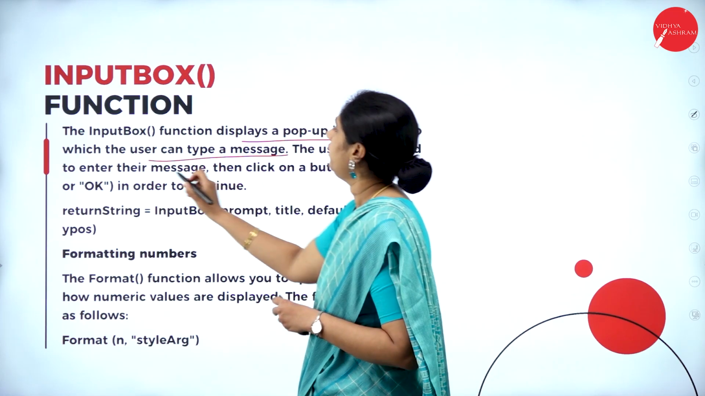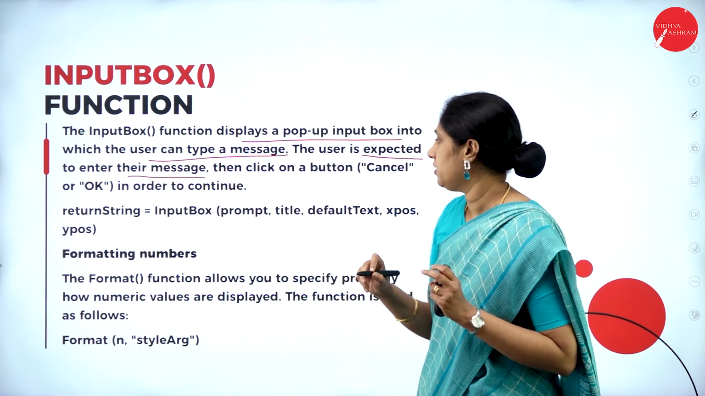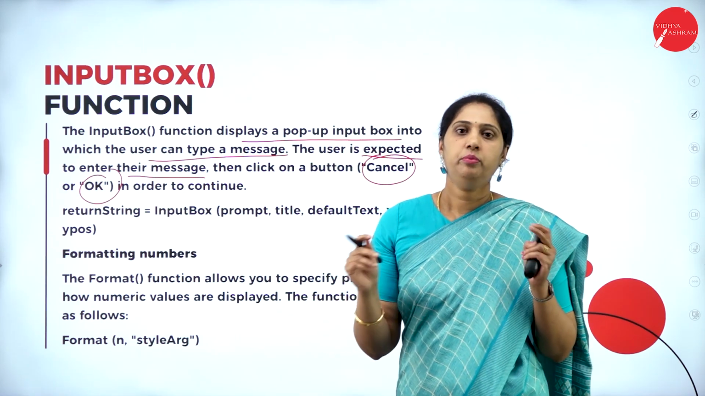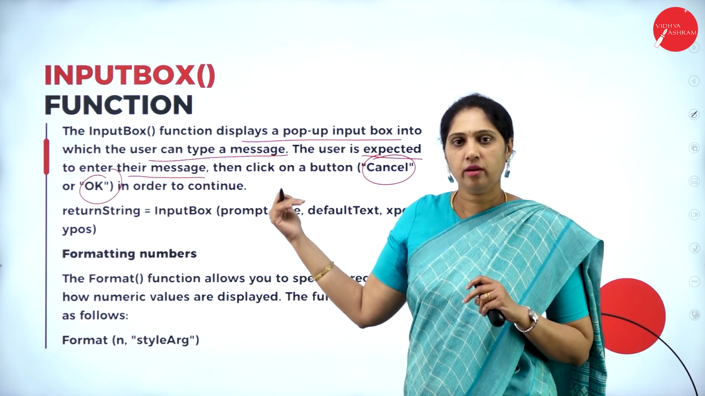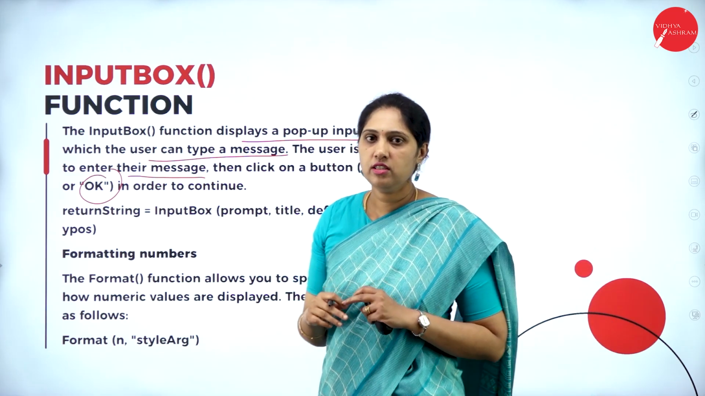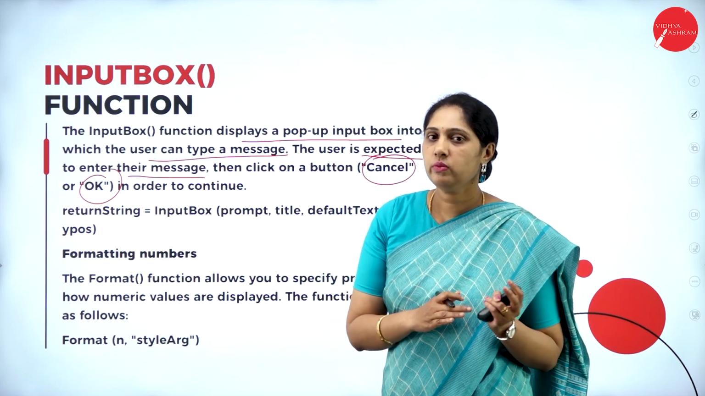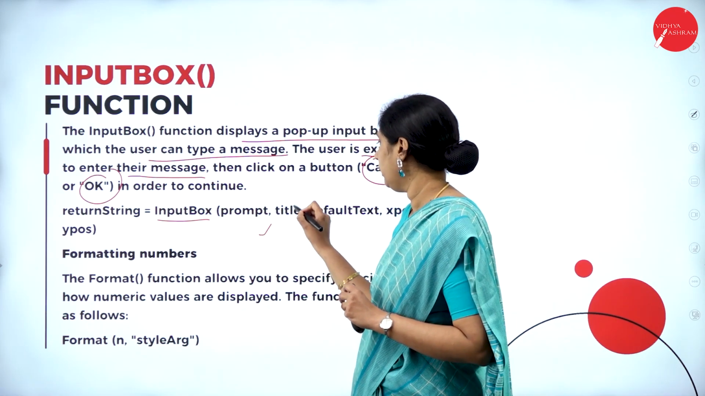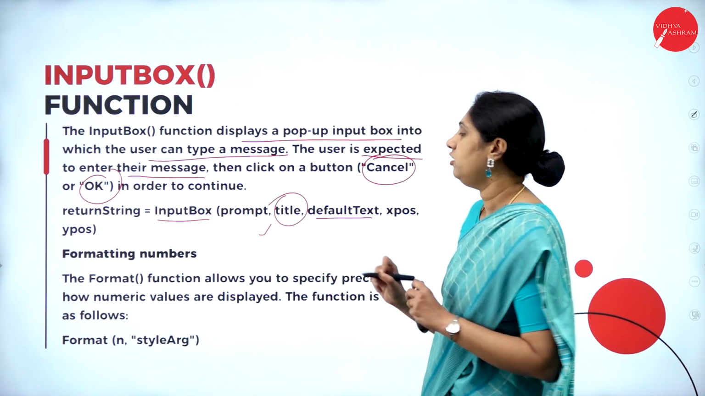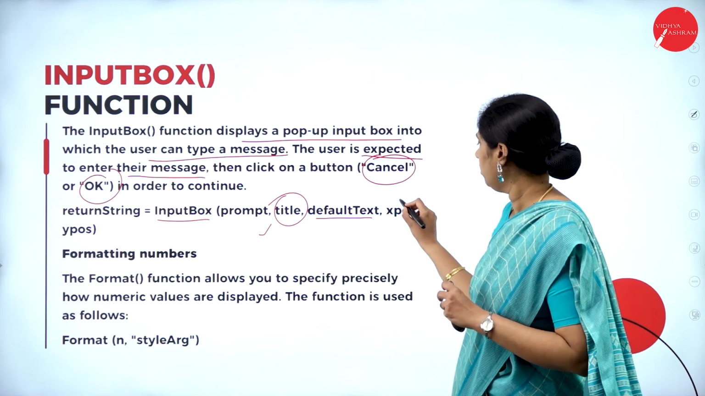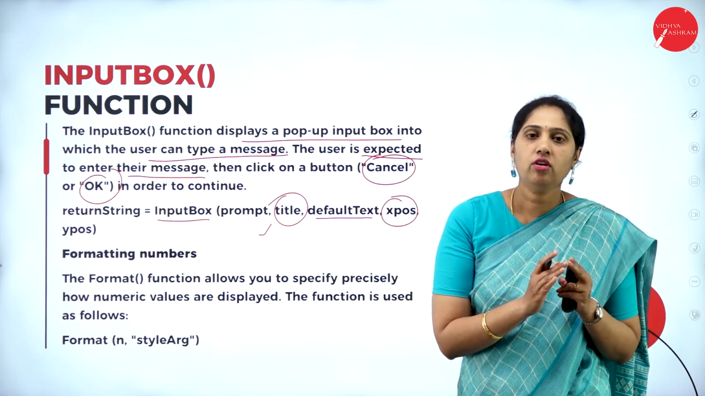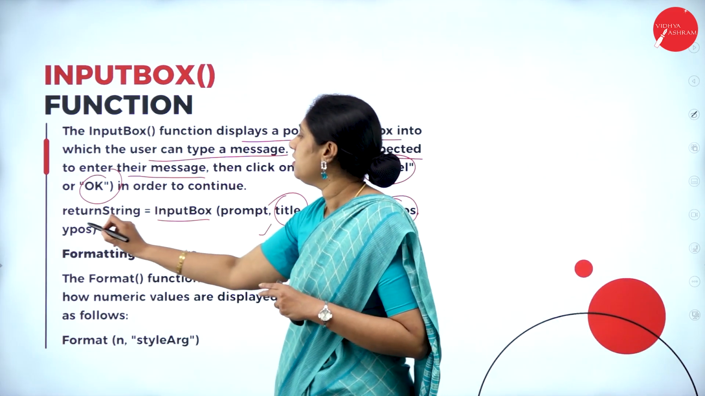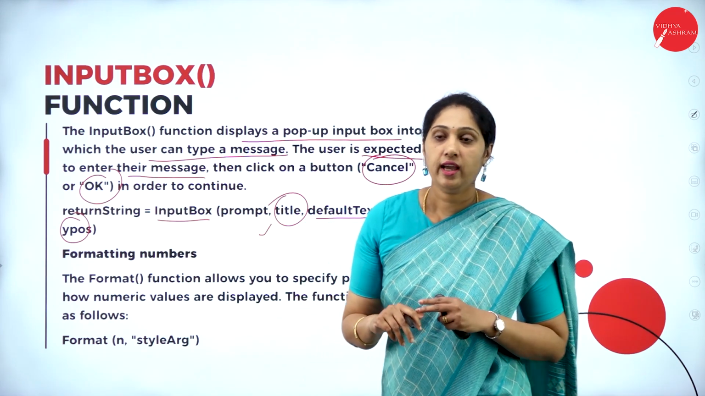The user is expected to enter the message. He has to enter the message and then he should click on either cancel or OK. If your input is correct, click OK. No, stop, go for cancel. Again the same syntax. What is the difference? There message box will come, here input box. And this is the same, prompt is there, title and the default text, what text you want to give. And we also give the position where exactly your input box should appear. That is the X position, X axis, as well as Y position, that is Y axis.